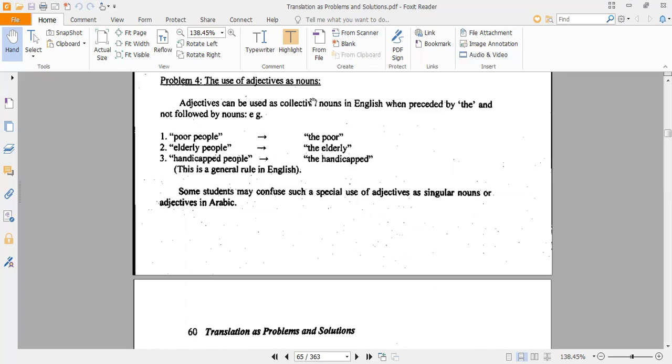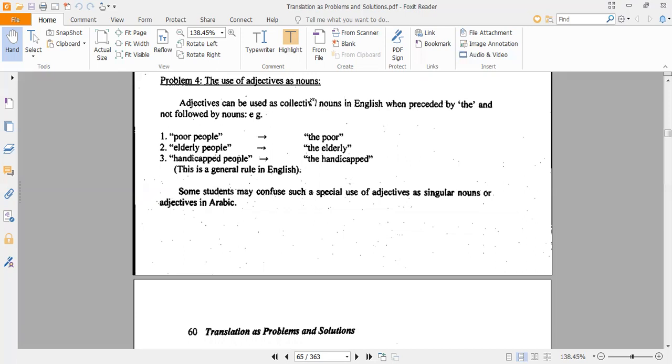Also, the use of adjectives as nouns. The general rule in English: the plus adjective means a noun. For example, the poor. هنا poor فقير. فpoor هنا adjective, but it is preceded by the. When the adjective is preceded by the, it refers to the noun. أوكي. فأنا بحكي هنا الفقراء، وليس الاسم المفرد وإنما الاسم الجمع أيضا.